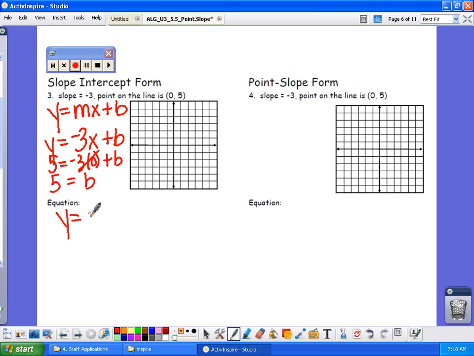So what's my equation? y = -3x + 5. Nothing new there. Now it's time to graph. I'm going to start by plotting my y-intercept, which is 5: 1, 2, 3, 4, 5. And then the slope tells me to go down 3 and to the right 1. 1, 2, 3, 1. And I could continue that.